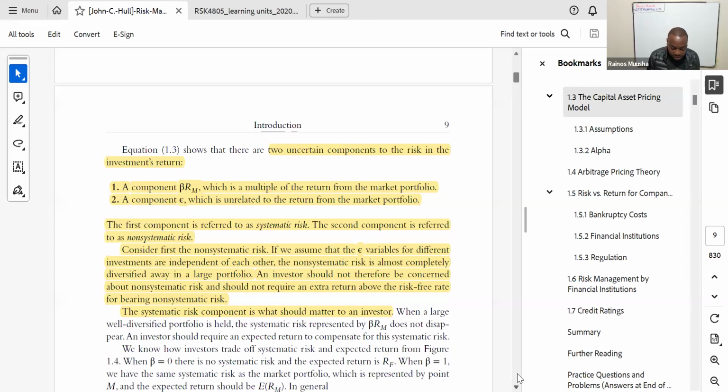Then the other component is basically the error term, which is unrelated to the return on the market portfolio. So any excess return which cannot be explained there is going to be explained by this particular excess component. Then they say the first component is referred to as systematic risk, and the second component is referred to as unsystematic risk. So the first component describes the systematic risk, and the second component describes the non-systematic risk.